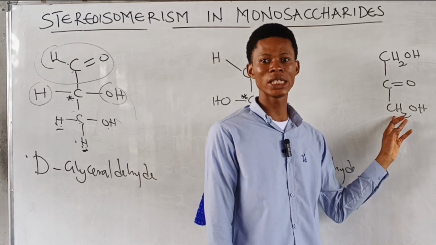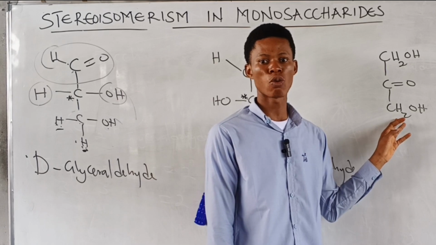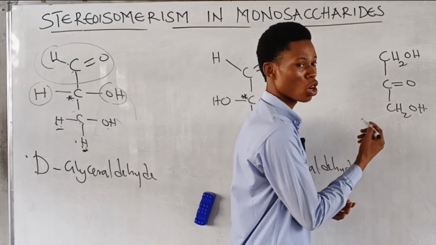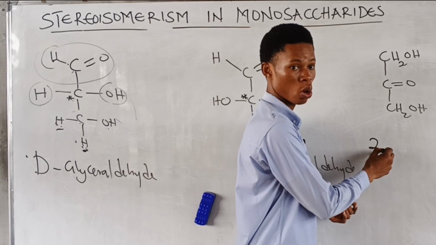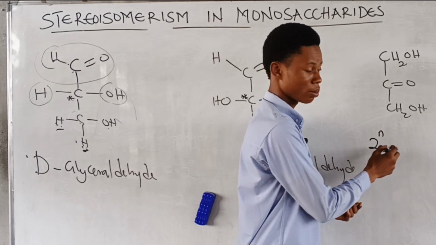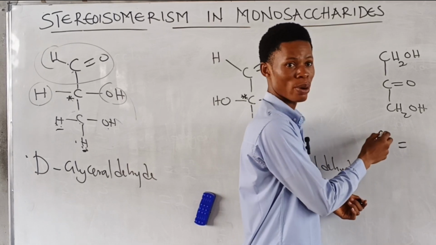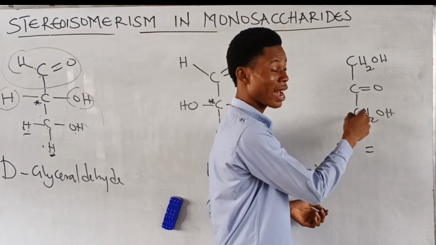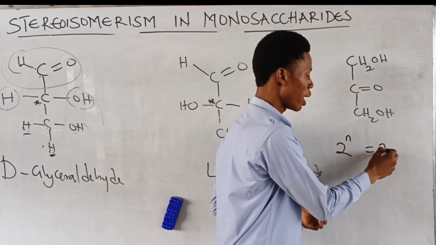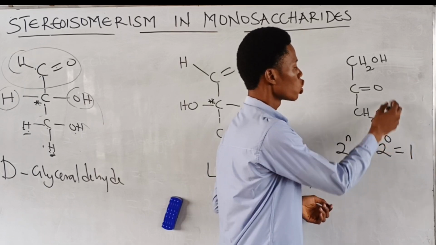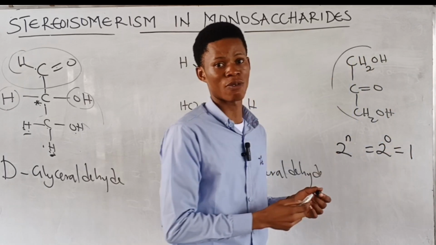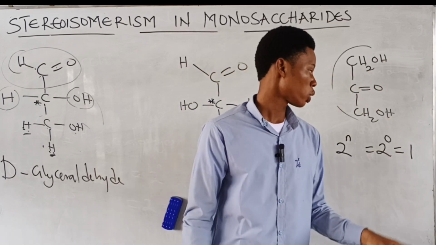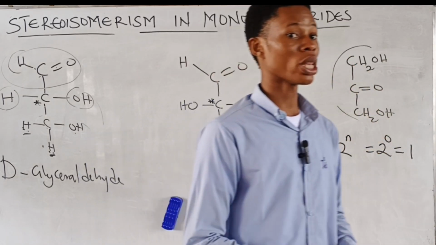So how many stereoisomers can we have here? Only one, right? Because the number of stereoisomers is given by 2 raised to the power what? N, right? So 2 raised to the power n. N represents the number of chiral carbon. So the number of chiral carbon here is what? 0, right? So 2 raised to the power 0 is 1. So this is the only one we can have. Alright, so that's that. I'm going to take another example.